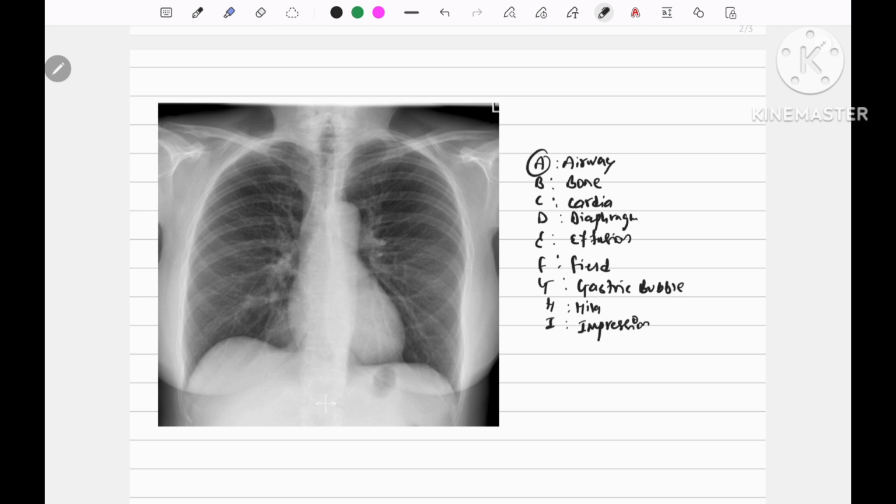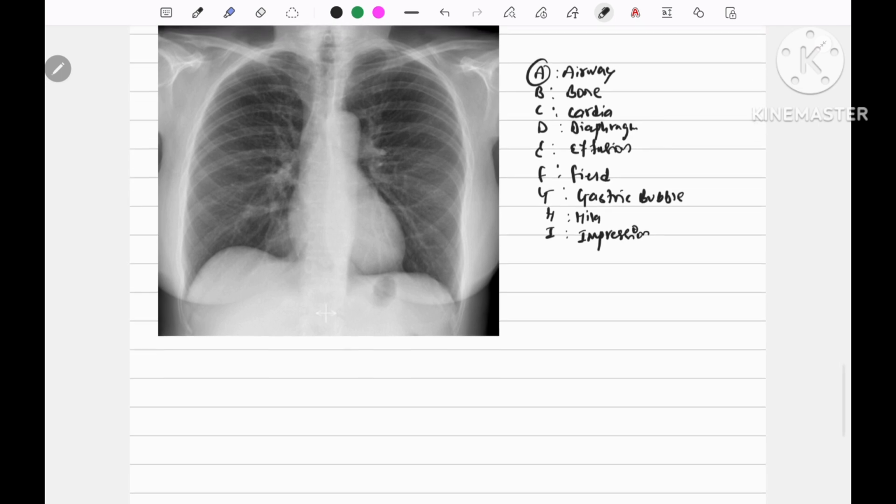And you may be assuming that these are pleural effusions, the white shadows at the costophrenic junction. So this may look like a pleural effusion, but this is not a pleural effusion. This is the soft tissue shadow of the breast. So this patient is a female patient, and this is the breast shadow. Okay, this is not an effusion.